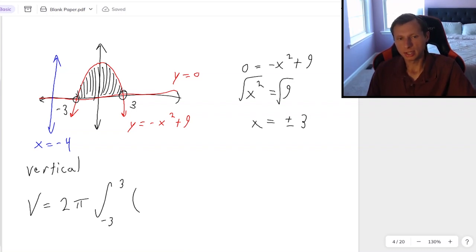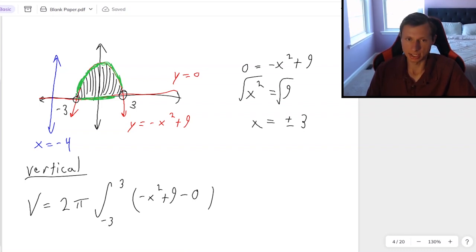Okay, if you remember, next I need the top function minus the bottom function. Looks like the top is going to be -x² plus 9, and the bottom's going to be 0. And I'm going to leave them in the form y equals -x² plus 9, because this integral needs to be in terms of x's. That's the rule for vertical axis of rotation. And then the only other thing I need is the radius, and I'm done.